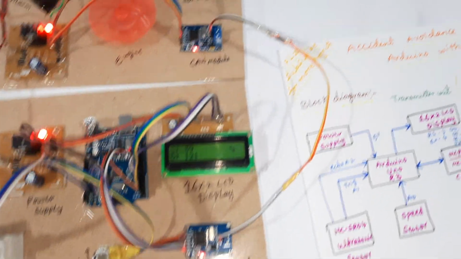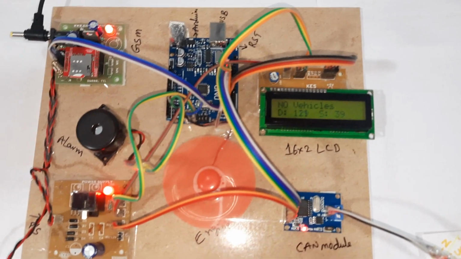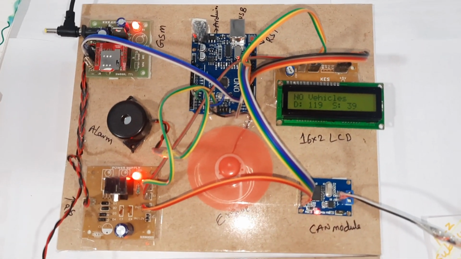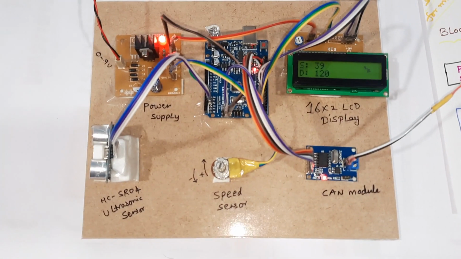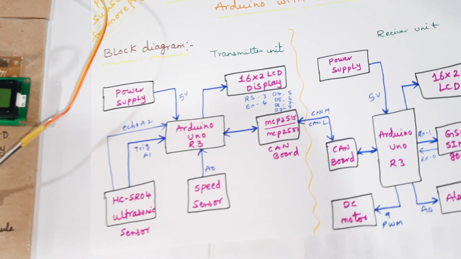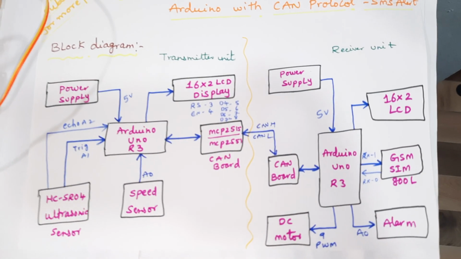D for distance, S for vehicle speed. This is the transmitter module and this is the receiver module. This is our block diagram, and according to the block diagram we designed this project.